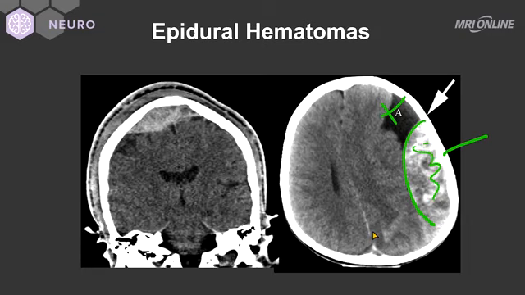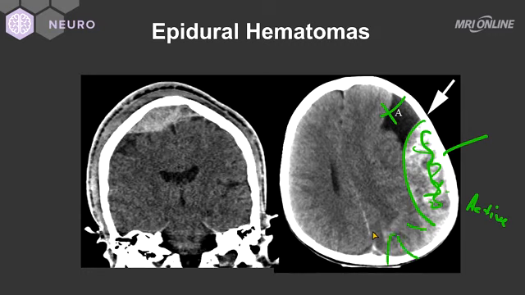This swirling nature of the blood products suggests active bleeding. So when you see heterogeneous density to the collection and a kind of a swirling pattern, that suggests active bleeding, and it may encourage the surgeons to go in to evacuate it. The patient also has subarachnoid hemorrhage.